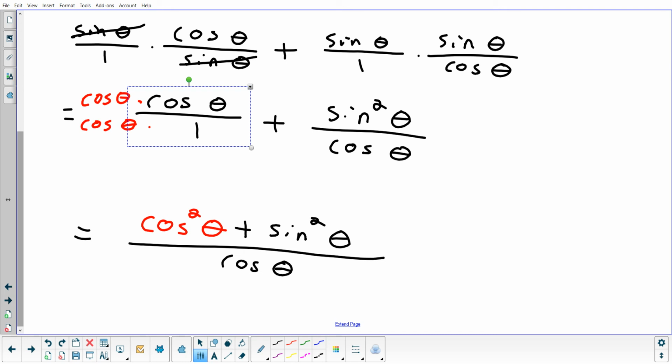Probably not the bottom, because think about the bottom. The bottom is just a trig function all by itself. What are you going to do with that? But the top has a lot more going on. So that's what I would focus on and see if you can turn it into something.